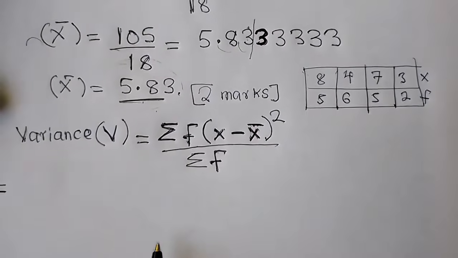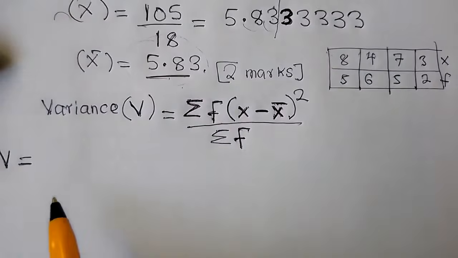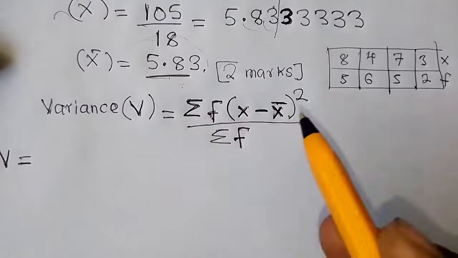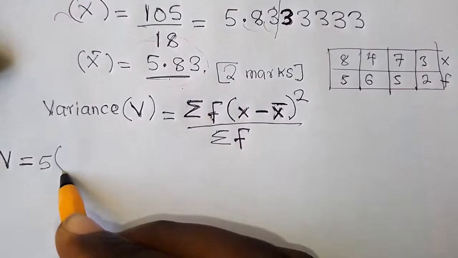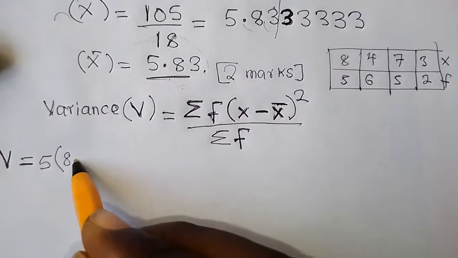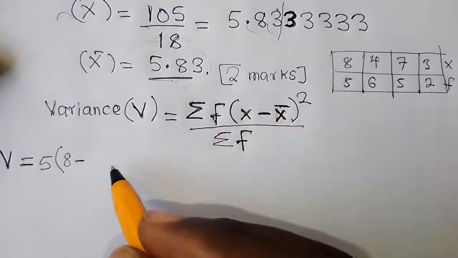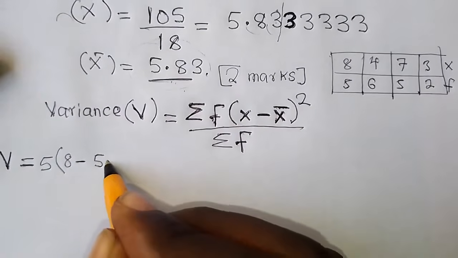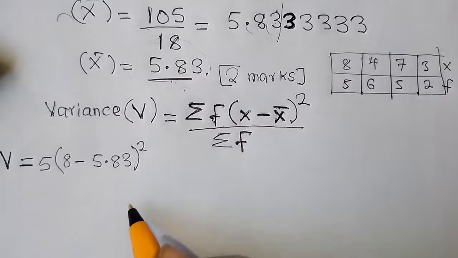So getting the formula that is here, the first one is frequency. So the frequency there is what? 5. So I will say 5, open bracket. What is your x? Your x is 8. So 8 minus, what is your mean? Your mean is this one here. So your mean is what? 5.83. You cross, then you say squared.